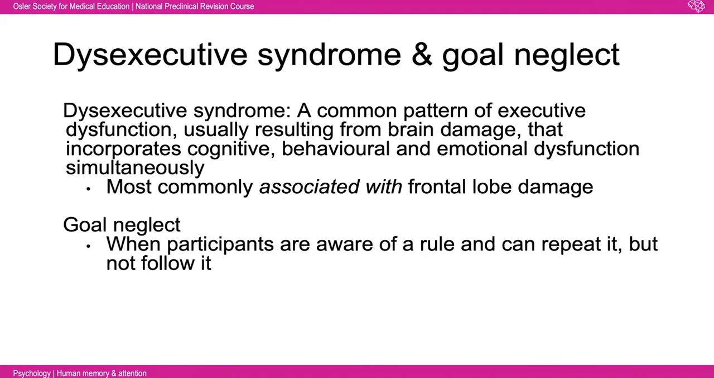So, moving on, there's a syndrome called dysexecutive syndrome and goal neglect, which is mentioned in your syllabus again. Dysexecutive syndrome is basically just a pattern of executive dysfunction, which normally results from brain damage and incorporates dysfunction in the cognitive, behavioral, and emotional domains simultaneously. Most commonly, it's associated with frontal lobe damage. In contrast, goal neglect is when participants are aware of a rule and can repeat the rule back to you and seemingly understand the rule, but don't follow it.